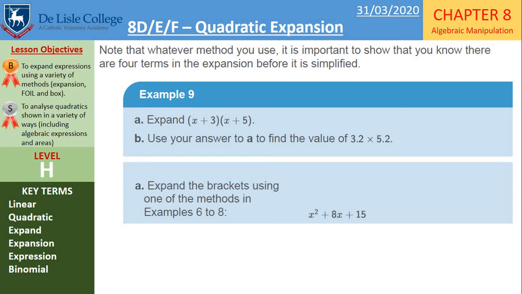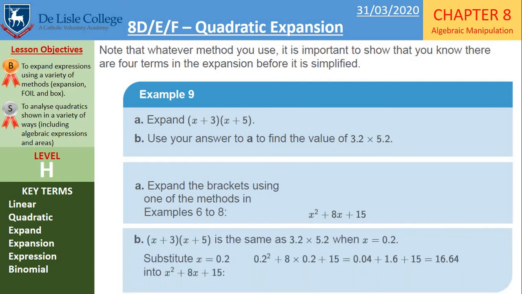Now here comes the problem solving part. We want to use that answer. It says in part B, use your answer to A to find the value of 3.2 multiplied by 5.2. Well, if we relate that to the bracket, we can see that x would be 0.2. So we're going to substitute 0.2 into that quadratic expression. So we will have 0.2 squared plus 8 times 0.2 plus 15.